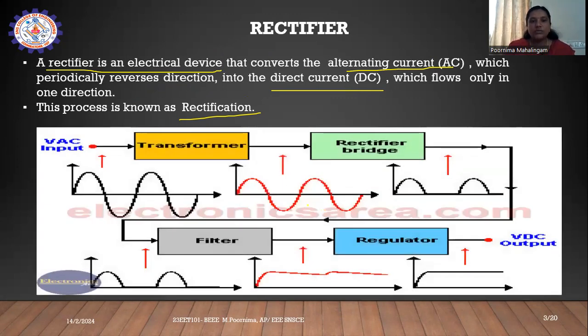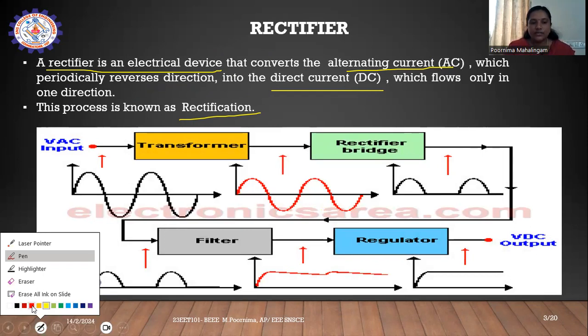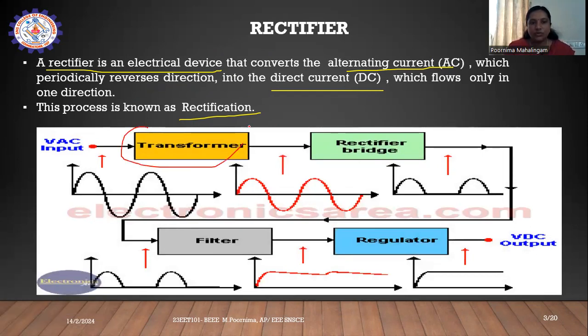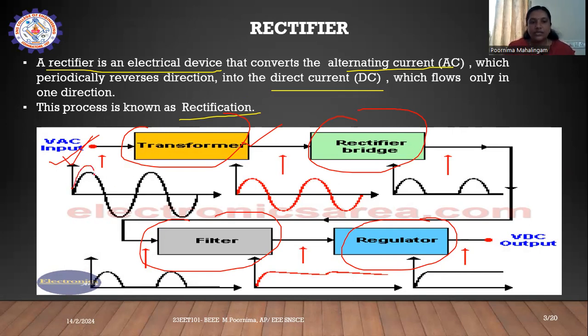So this is the general block diagram of conversion of AC supply to DC supply. First is the transformer. So we have the input AC voltage, transformer, a bridge rectifier, filters and regulators. The AC supply is given as an input to the transformer.